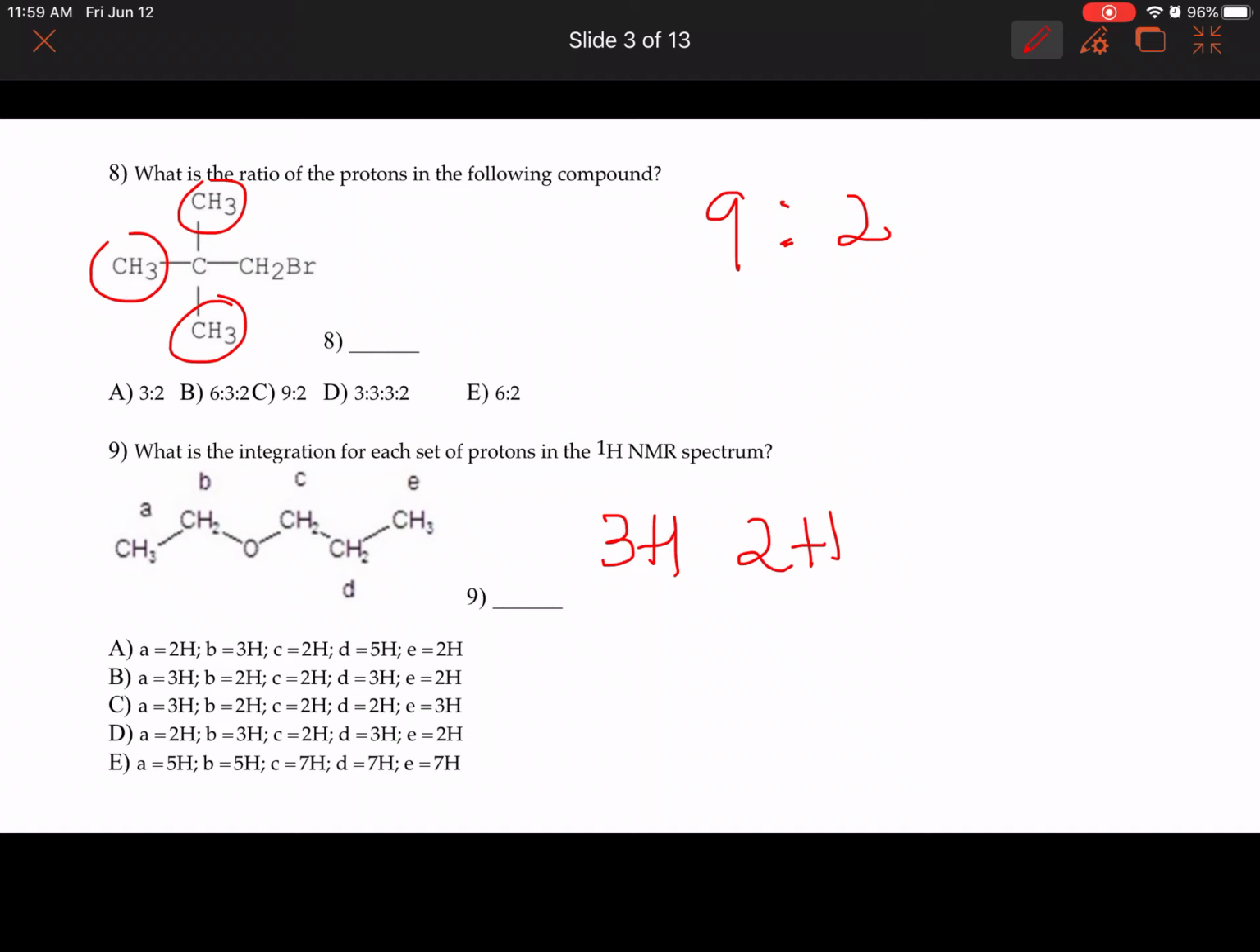And then the C has 2 hydrogens. And D has 2 hydrogens. And E has 3 hydrogens. Okay. So that is going to be C. A 3 hydrogen, B 2 hydrogen, C 2 hydrogen, D 2 hydrogen, and E 3 hydrogens. That's EC. Integration is the number of protons on each carbon.